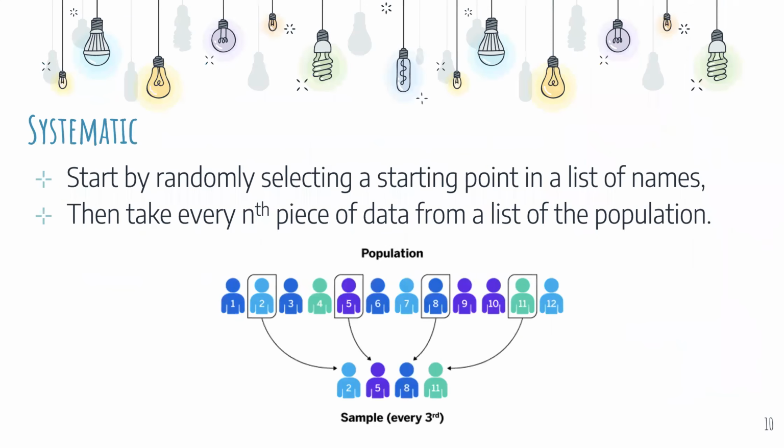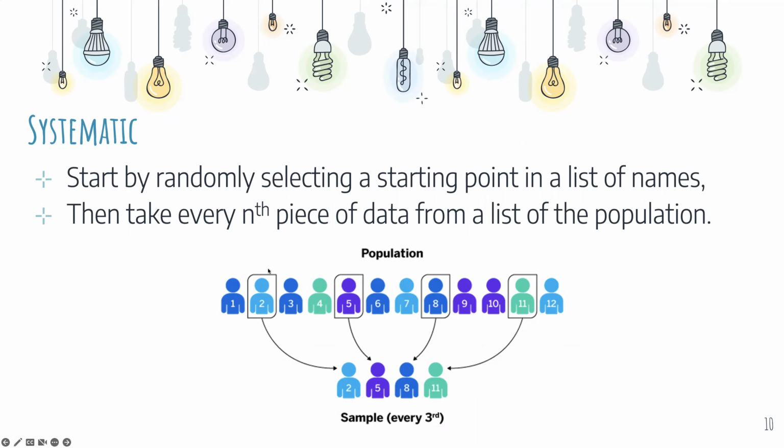When we talk about systematic, we need to create a system. That's where the name came from. We start by randomly selecting a starting point in a list of names. How do we select that starting point? There are a lot of random number generators. So we generate randomly a number from, let's say, 0 to 9, and that's going to be our seed. That's going to be the first number or the first individual that we choose out from our population.